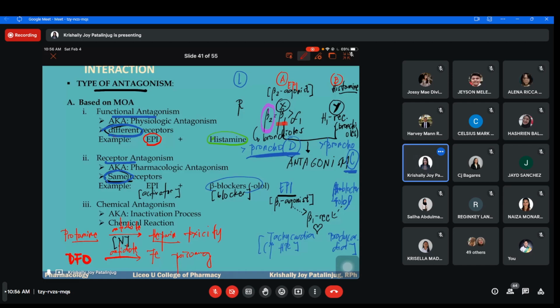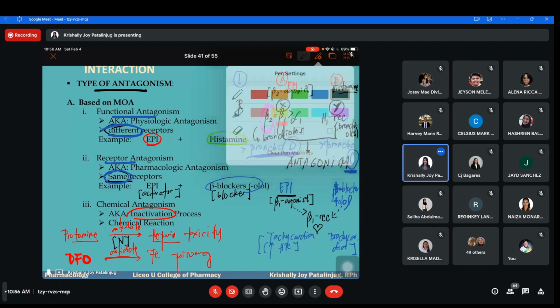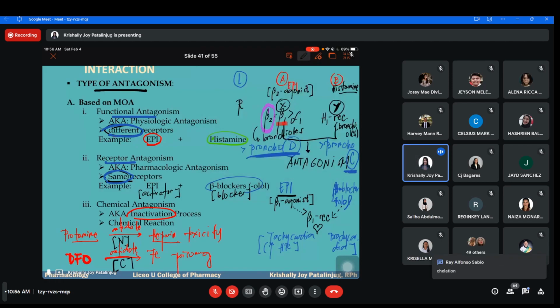Okay. So ayan. Si deferoxamine, ganun din yung ginagawa niya, inactivation of iron metal. How? Via chelation. So that via reaction. Okay, very good. Via chelation. So it's a chemical reaction. It's chemical antagonism. So under siya sa chemical antagonism. Kapag functional receptor antagonism, it has something to do with receptor, binding to the receptor. Kapag different receptor sila nagbind, functional. Kapag same receptor sila nagbind, then that's receptor antagonism.